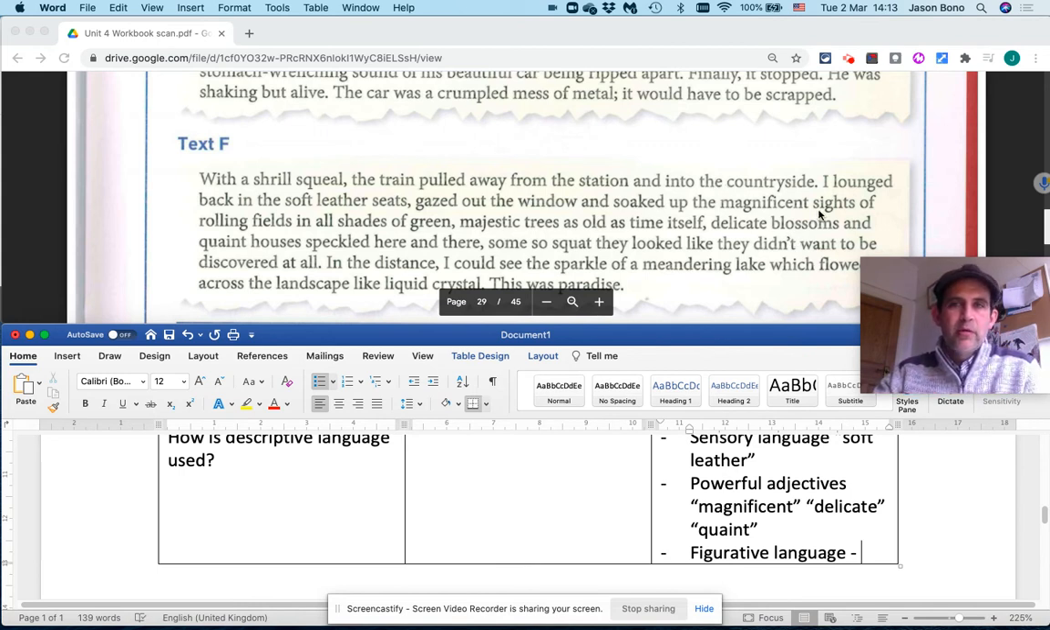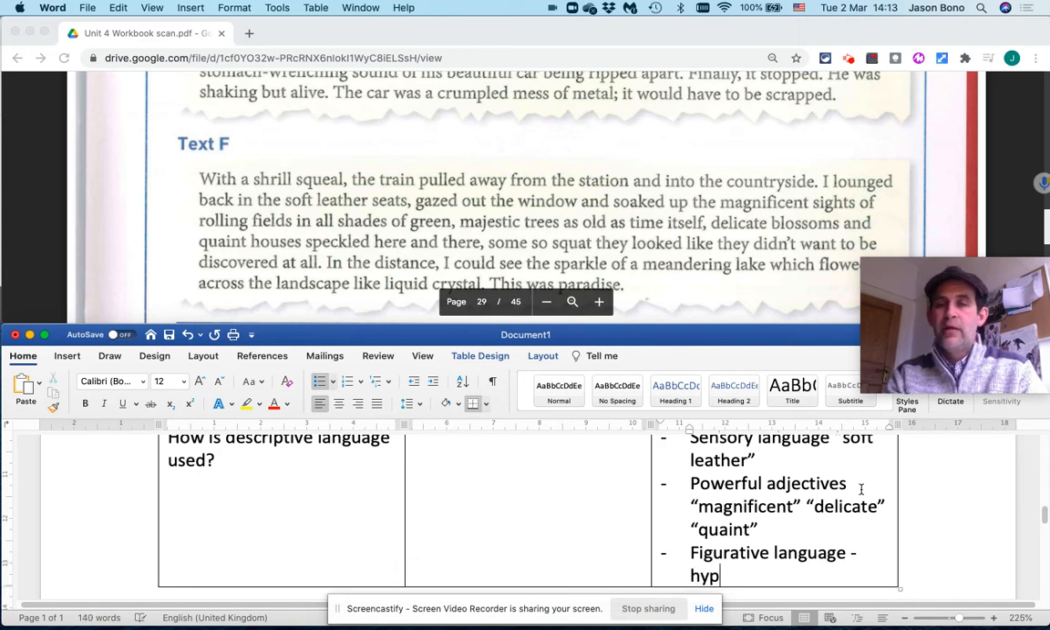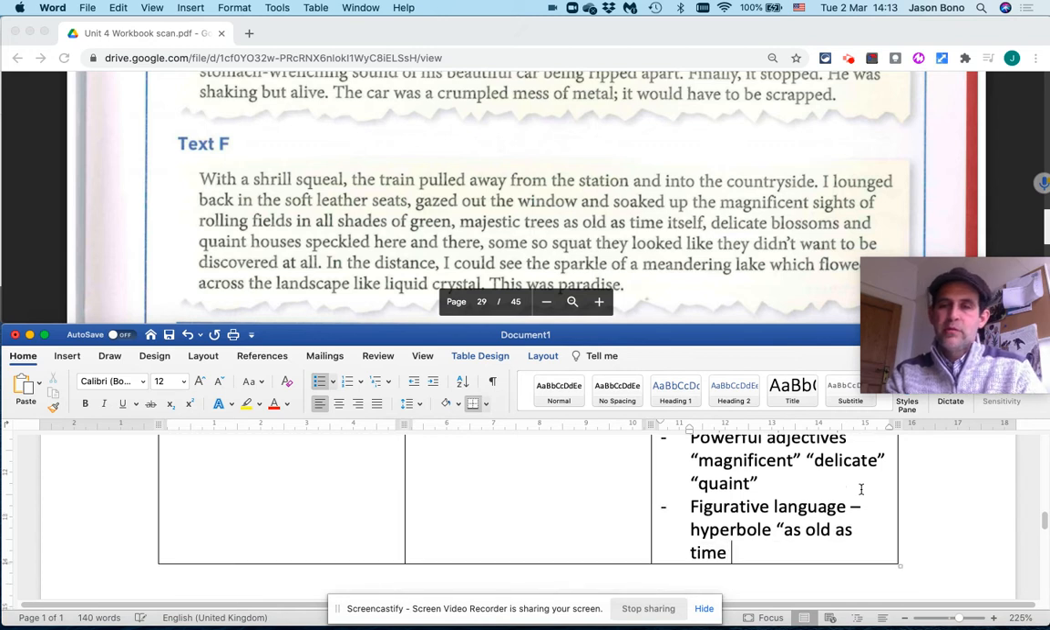So, for example, as we go through this sentence, trees as old as time itself. Now, are these trees actually as old as time? No, the speaker is exaggerating. So you could write exaggeration, or you could call it hyperbole, time itself. Okay. Delicate blossoms and quaint houses speckled here and there, some so squat they looked like they didn't want to be discovered at all.